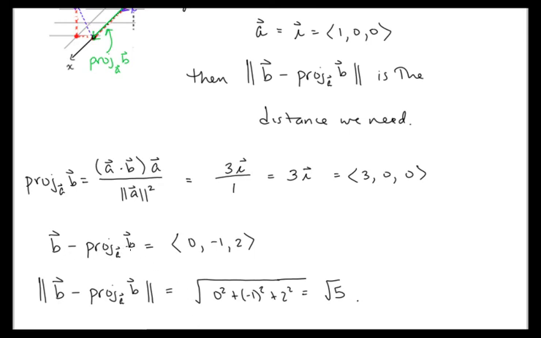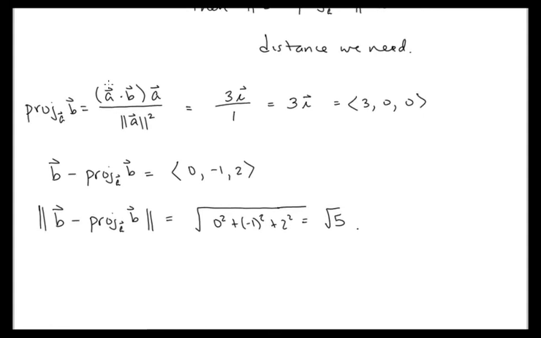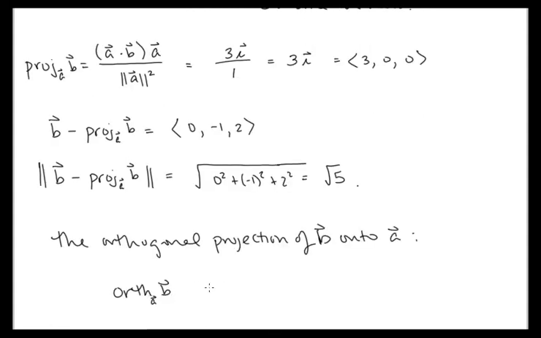And in general, this vector, B minus the projection of B onto A, has its own name. It's the orthogonal projection of B onto A, because as you might guess, that comes up often as well. So let's just write that down, subscript A, and that's equal to B minus the projection of B onto A. And we'll conclude our lesson for the dot product here.